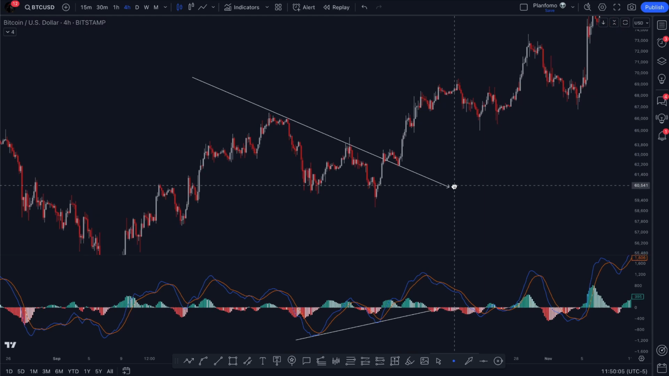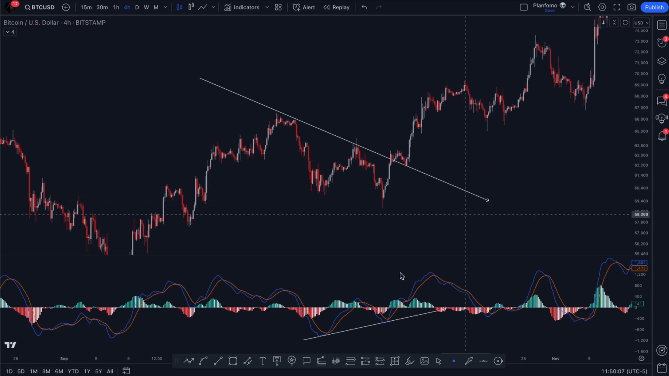This is a beautiful example. Make a pause, take a screenshot, I don't care. Beautiful example on this MACD indicator. The whole momentum is going up and the price is going down. That's what creates divergence. It is the difference between the price action and what the indicator is showing you.